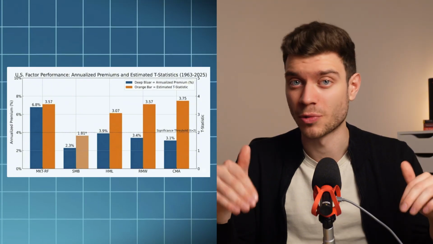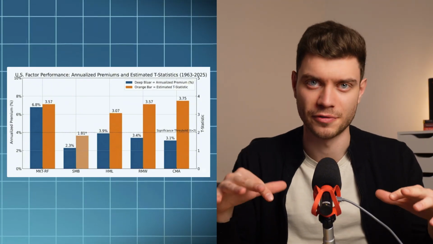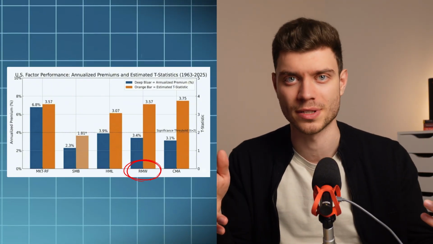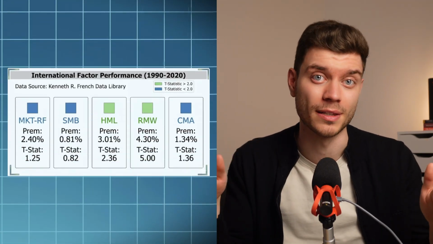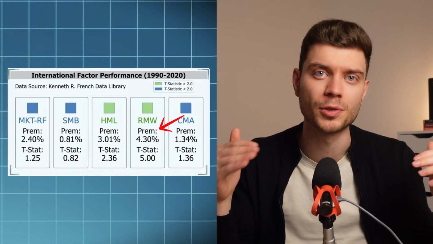Moving to the newer discovered factors, where firms with more robust profitability tend to outperform firms with weak profitability, especially in small caps. From July 1963 through December 2025, in the US, the profitability premium was 3.4%, and in international markets from 1990 to 2020, the premium has been 4.3%.